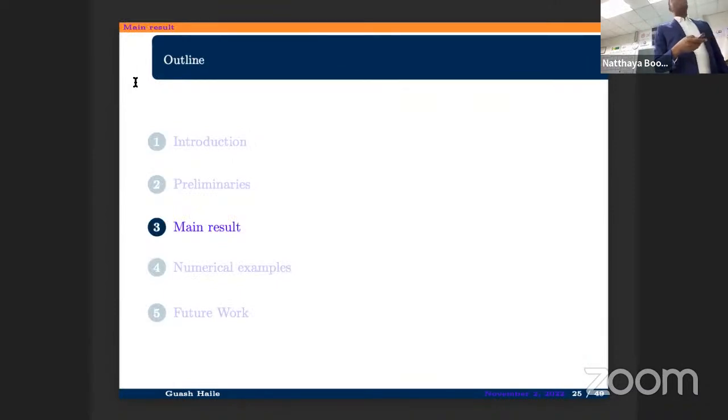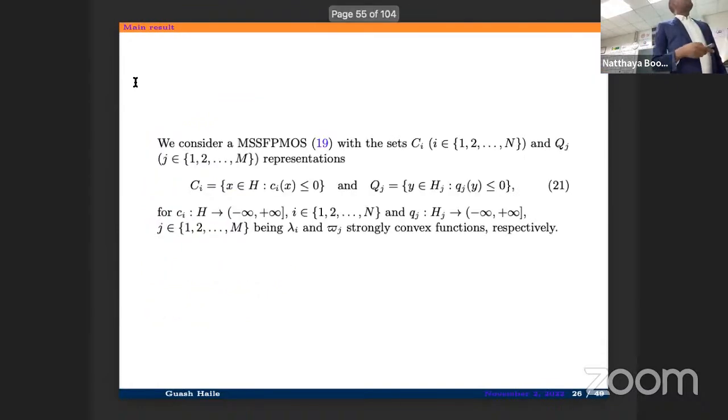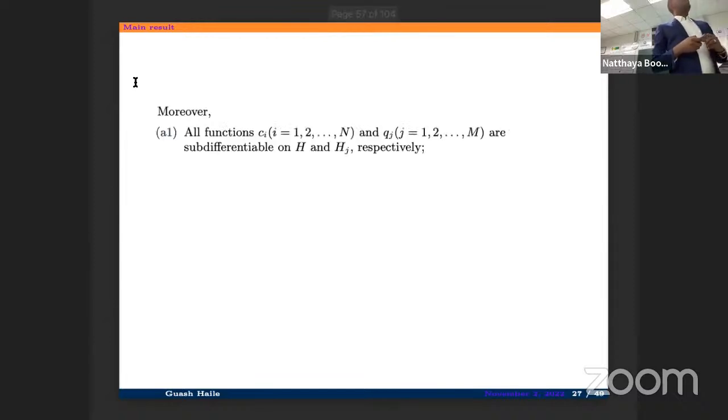So here I'm going to present the main result of this work. We consider a multiple set split feasibility problem with multiple output sets, with the sets Ci and Qj represented in this form, where Ci is given in this form and Qj is given in this form, and they are given by lambda i and omega j strongly convex functions respectively. So here we consider that Ci and Qj are level sets of strongly convex functions. Moreover, we assume that all Ci and Qj are subdifferentiable on H and Hj respectively.